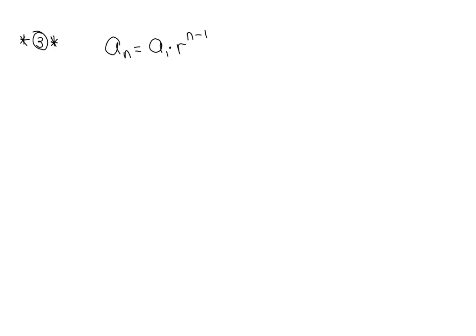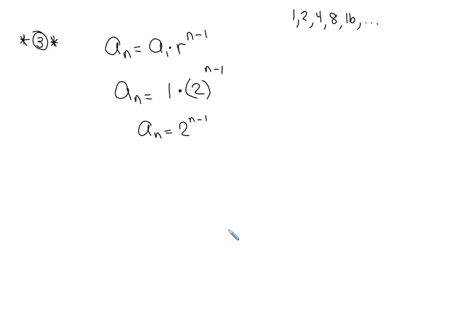There's less to it. So if we have our 1, 2, 4, 8, 16, etc., A sub n is equal to the first term 1 times our R, which we know is 2, to the n minus 1 power. And so this would just be a sub n equals 2 to the n minus 1. So if we want to find the 1, 2, 3, 4, 5th term, we plug in 5 for n. 5 minus 1 is 4. 2 to the 4th is 16. It works. Now, why is it n minus 1?